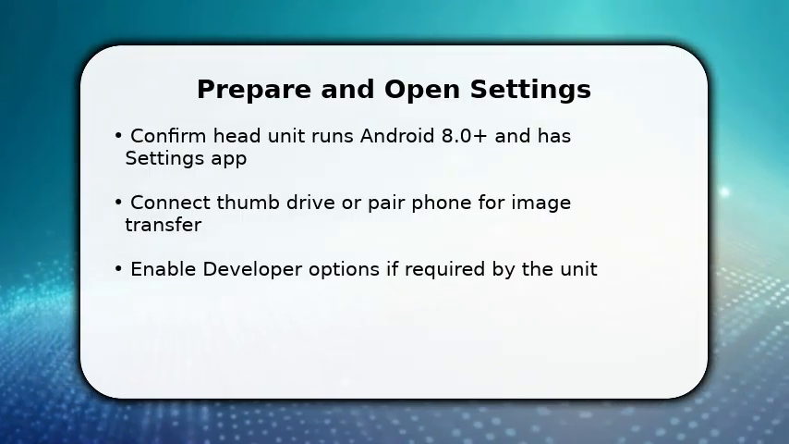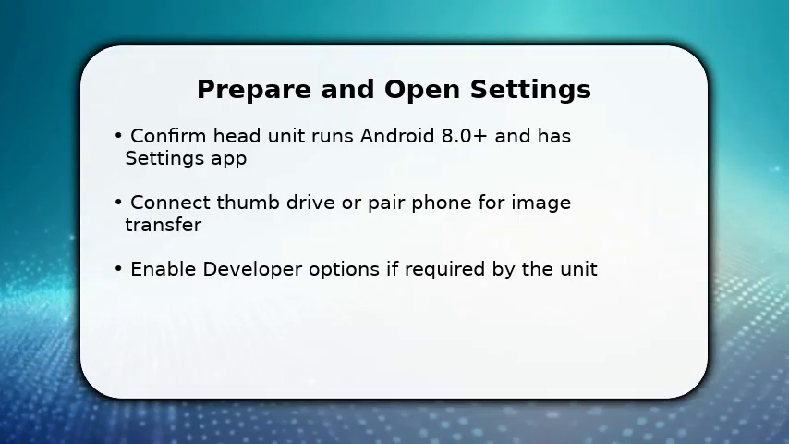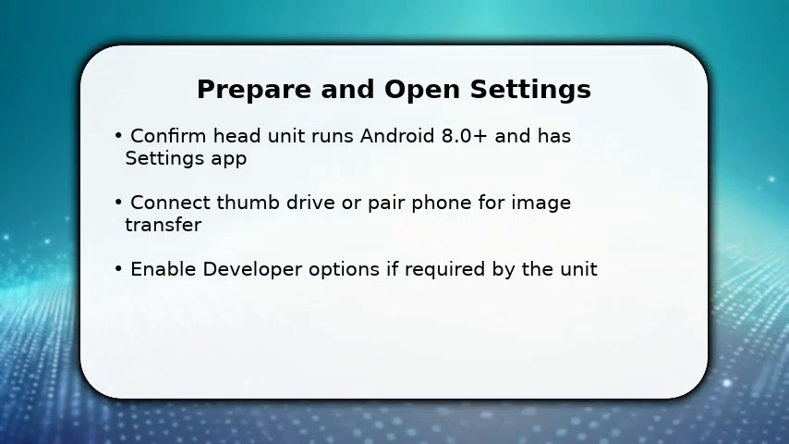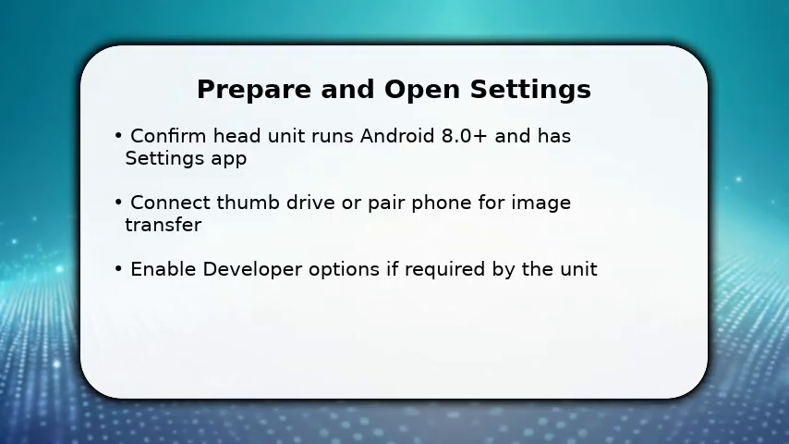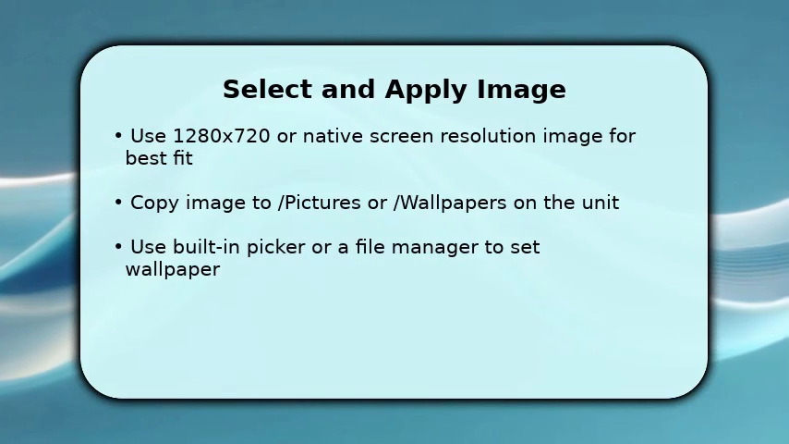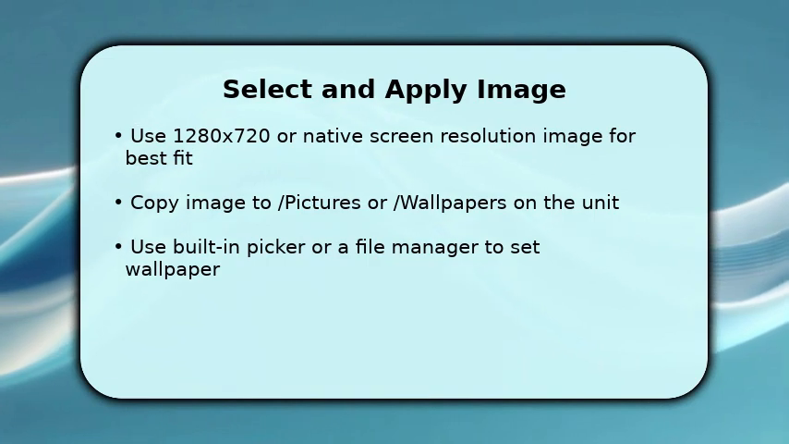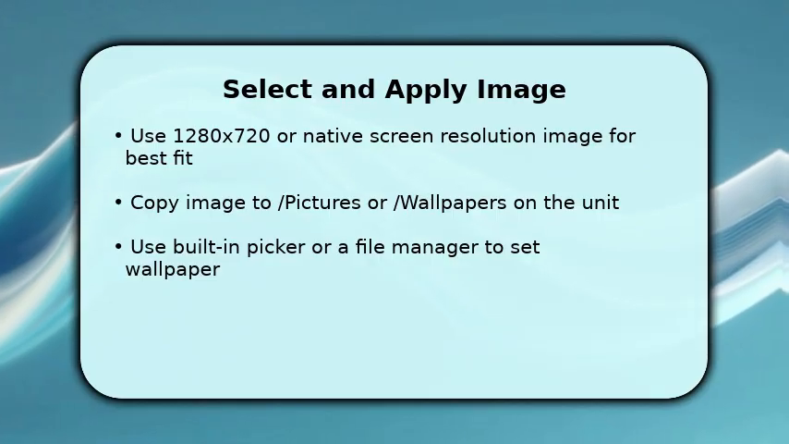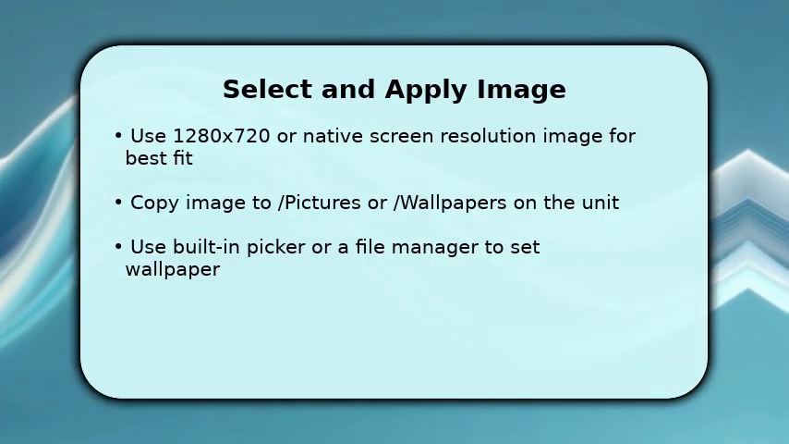Next, open Settings and tap Display or Wallpaper. If you don't see it, enable developer options and allow access to external storage. This gets you into the menu, where you'll actually change the wallpaper. You now choose the image that matches the screen resolution. Use 1280 x 720 or the unit's native pixels so the image isn't stretched.